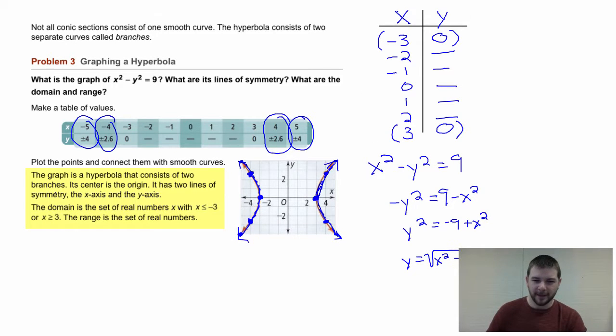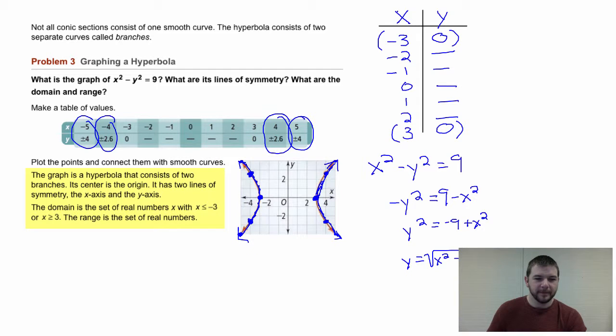The graph is a hyperbola that consists of two branches. Its center is the origin. It has two lines of symmetry, the x-axis and the y-axis. The domain is the set of real numbers x with x less than or equal to -3. Note that means x is to the left of -3 on our coordinate plane, or x is greater than or equal to +3, so to the right of +3, but not in between.